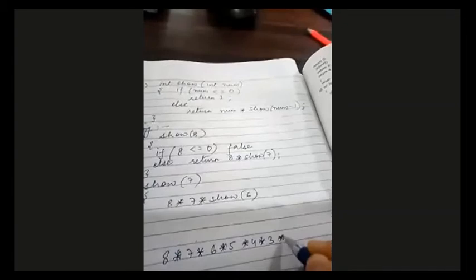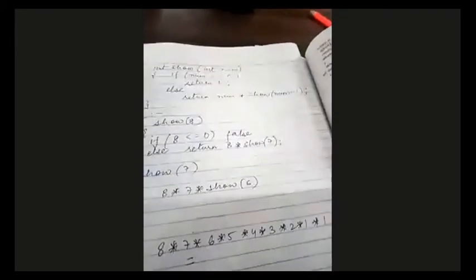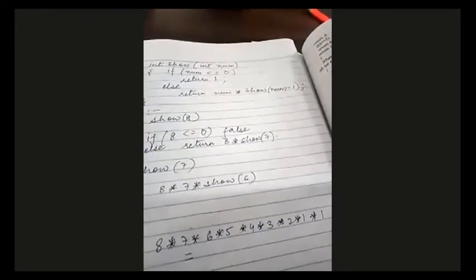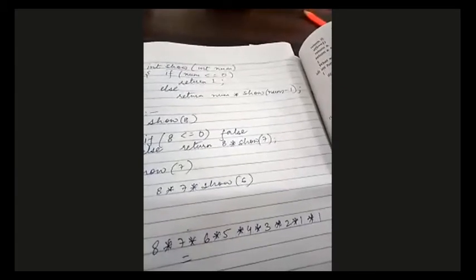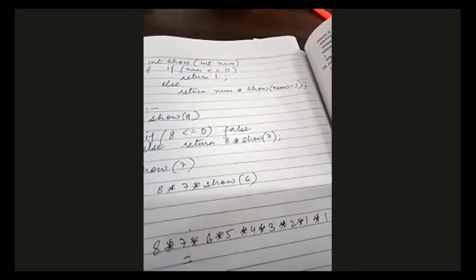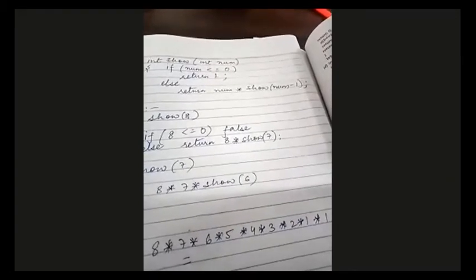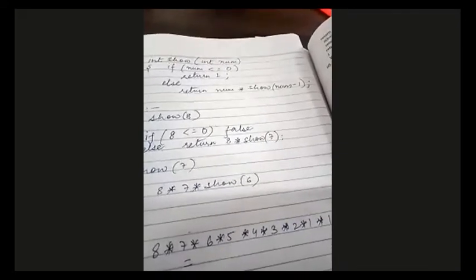So what will be the final output? It will be 8 into 7 into 6 into 5 into 4 into 3 into 2 into 1. When it is 0, it will return 1. So multiply all of this, now tell me what answer comes. What is the factorial of 8? Calculate it fast and tell me, Komal. Komal, are you there? Calculate it fast.